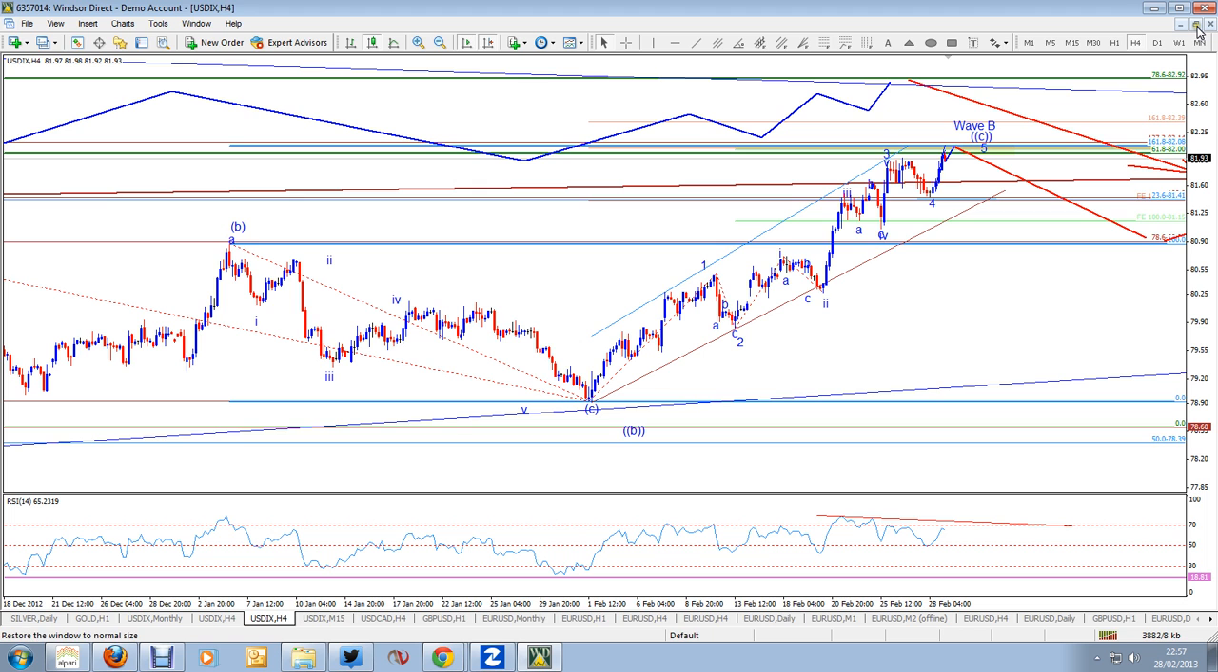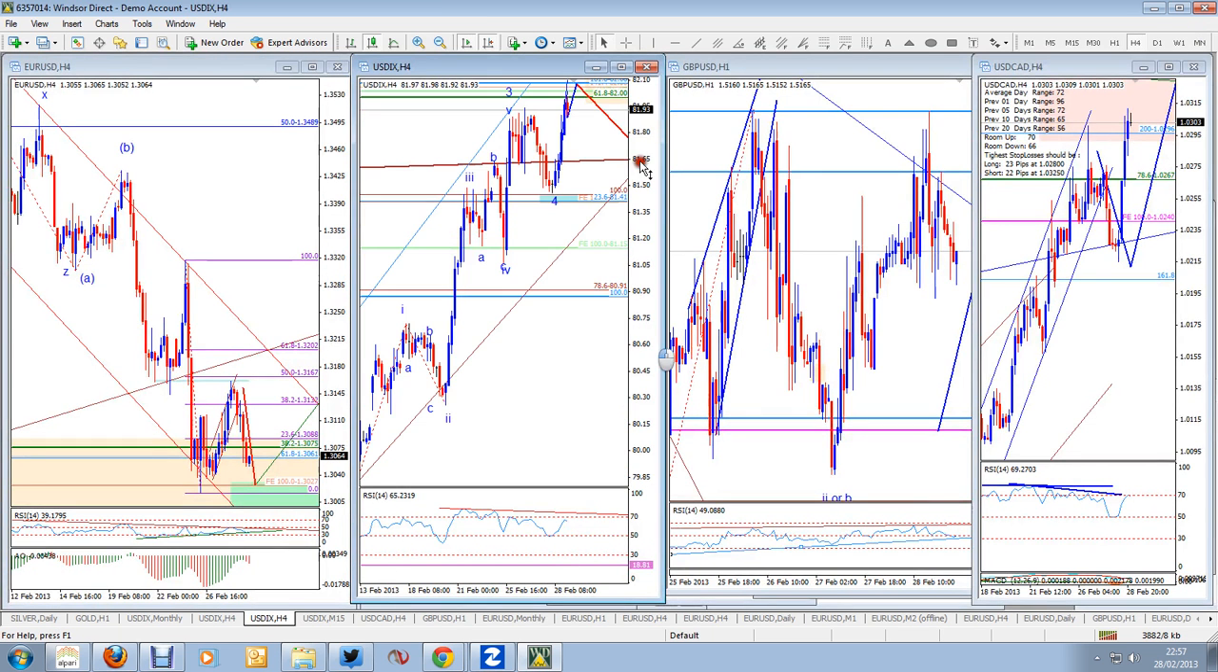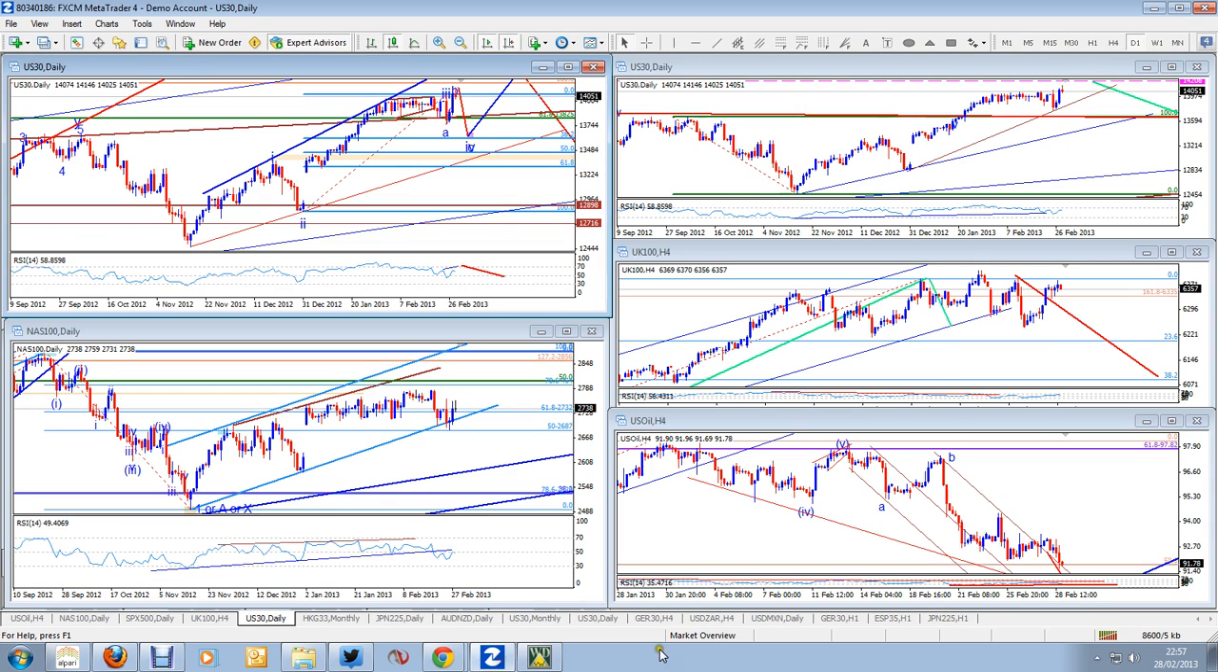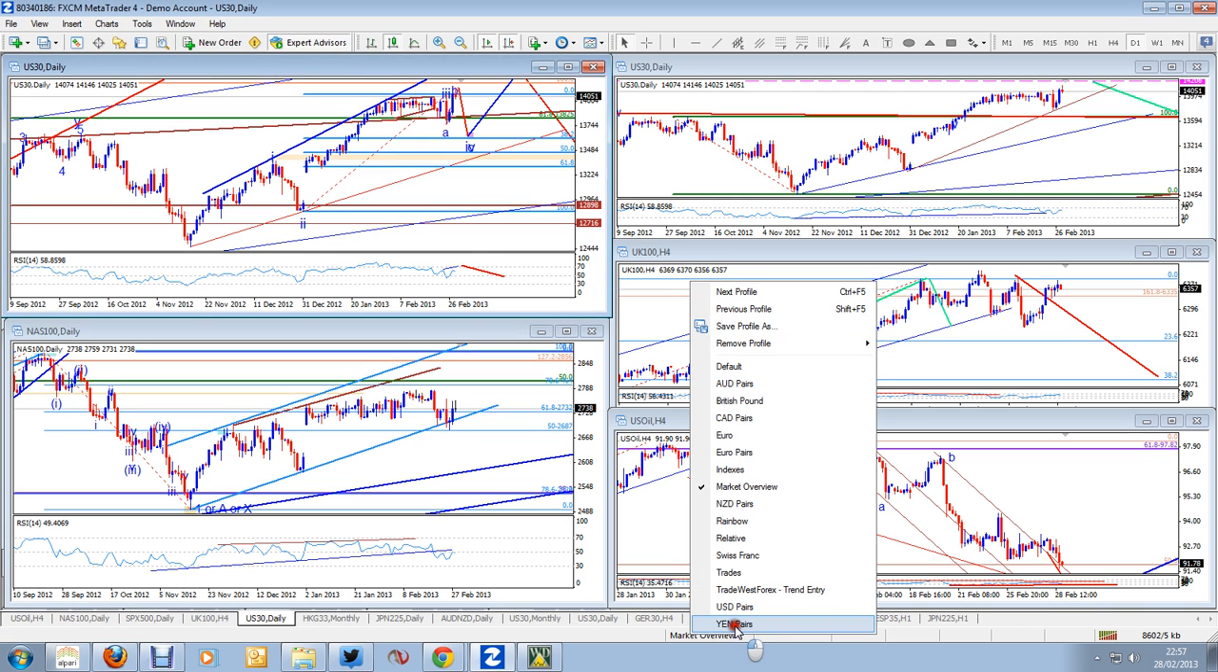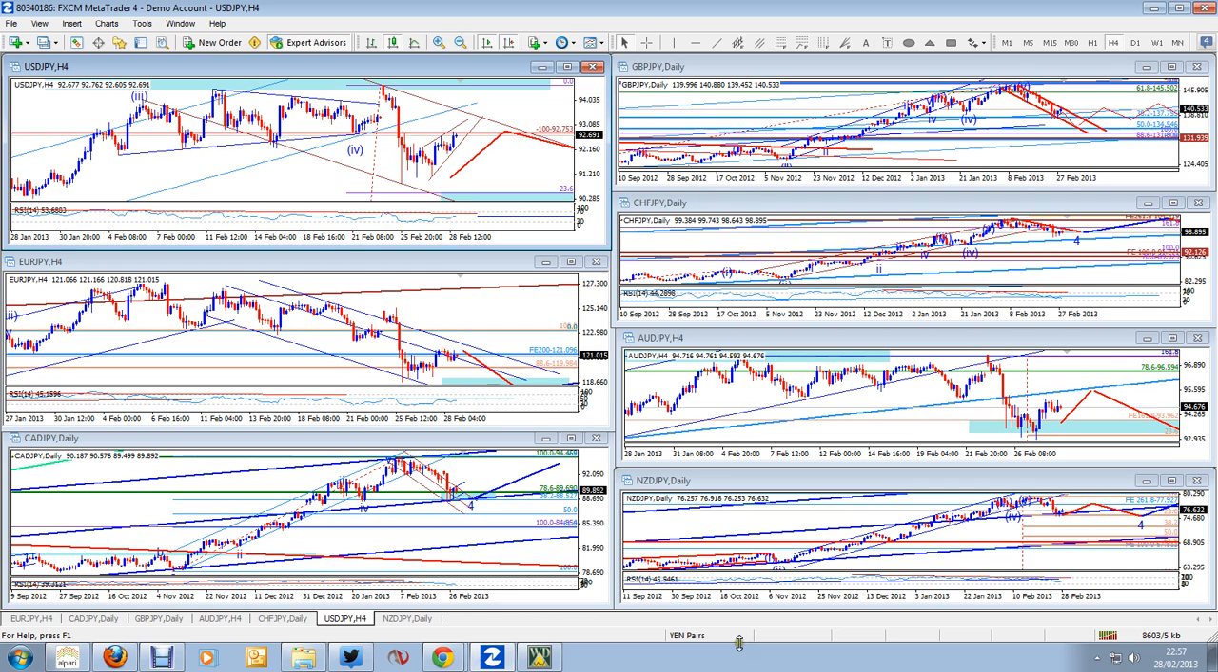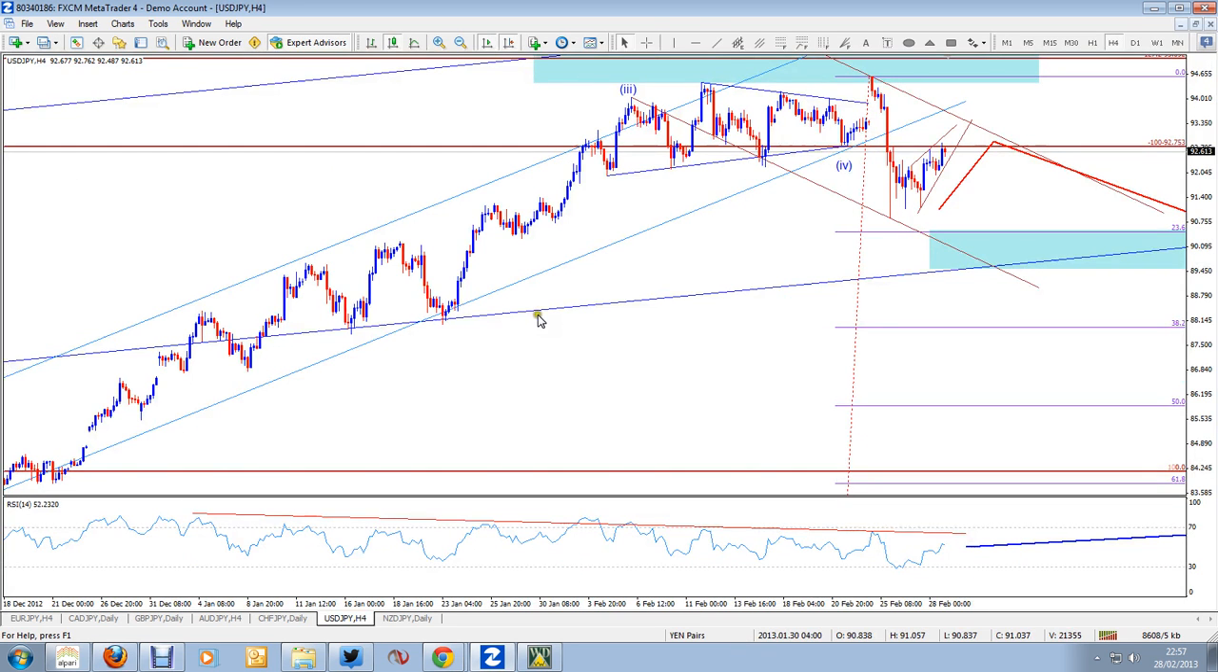Okay, so I'll leave that dollar index there for the time being, and then we will look at the yen pairs we were going to look at yesterday. So let's have a look at them quickly, and then we will move on to the Canadian pairs. So first one is the US dollar yen.